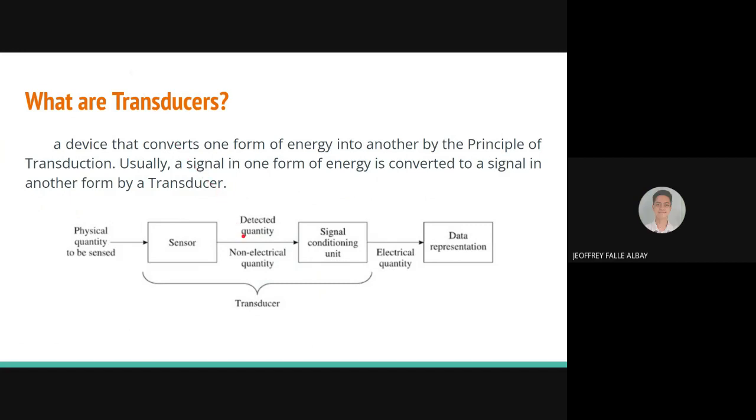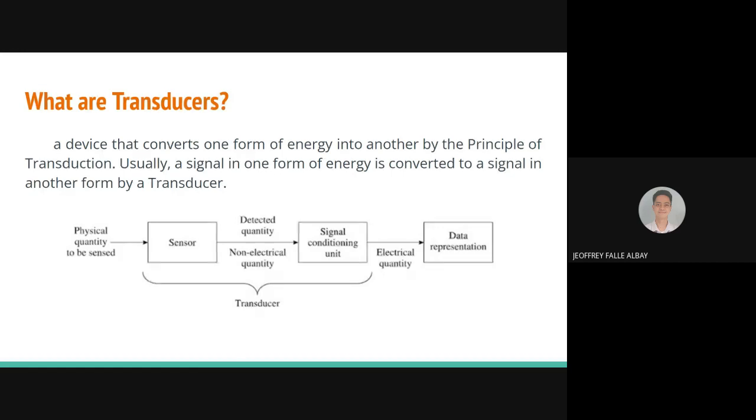So moving on to the transducers. What are transducers? A device that converts one form of energy into another by the principle of transduction. So the principle of transduction is basically the conservation of energy. Usually a signal in one form of energy is converted to a signal in another form by a transducer. Also, it converts a non-electrical quantity into an electrical quantity.